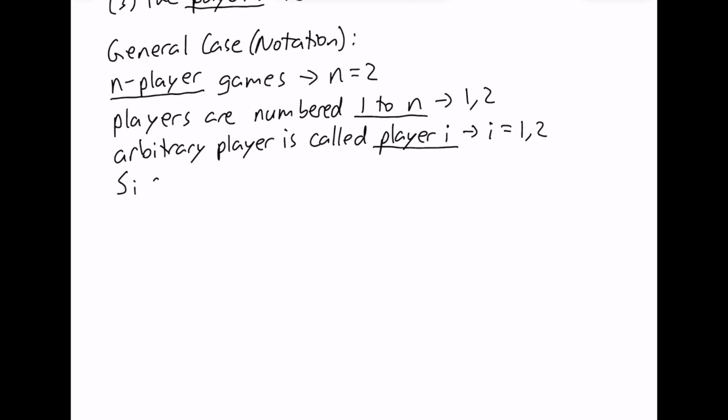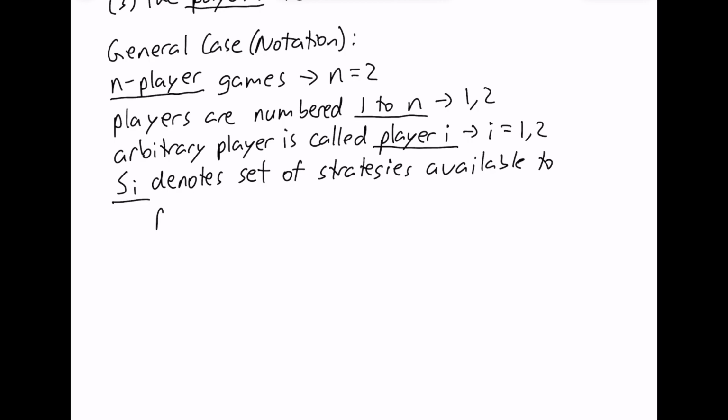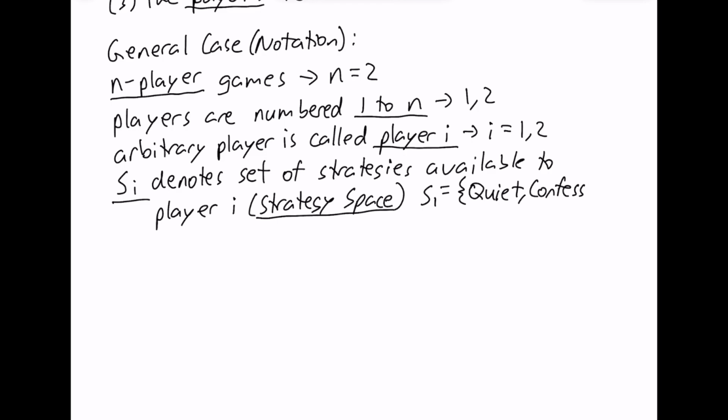Capital Si denotes the set of strategies available to player i. We refer to this as player i's strategy space. So in our example, the strategy space for player 1, S1, is equal to quiet and confess. And the strategy space for player 2 is the same. It's also quiet and confess. Of course, not all games will have players all having the same strategy space. That just happens to be the case for the prisoner's dilemma.